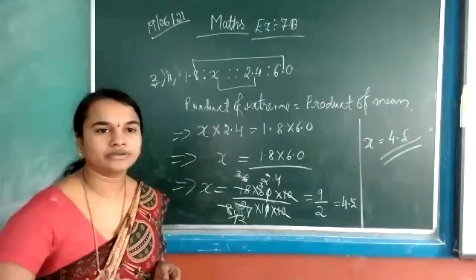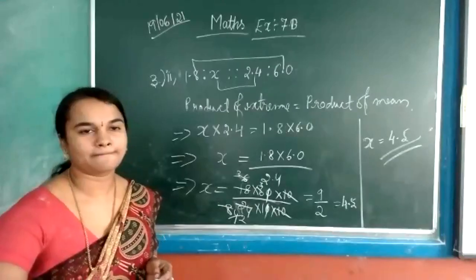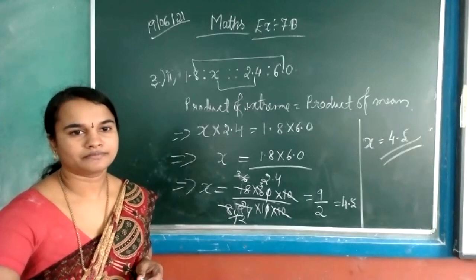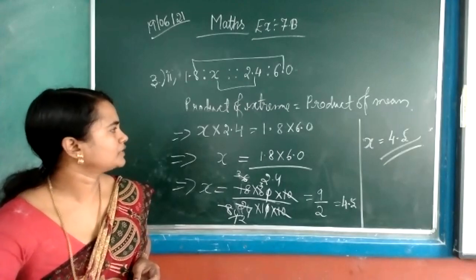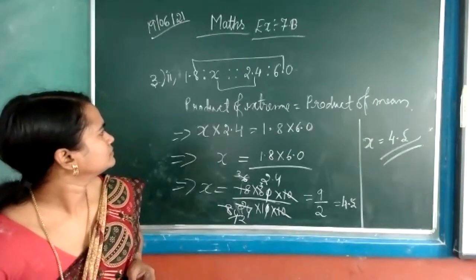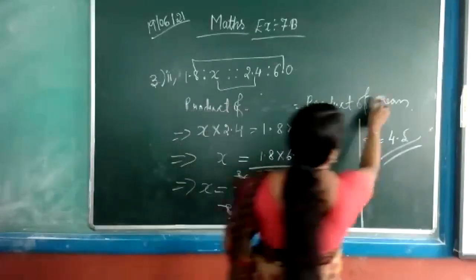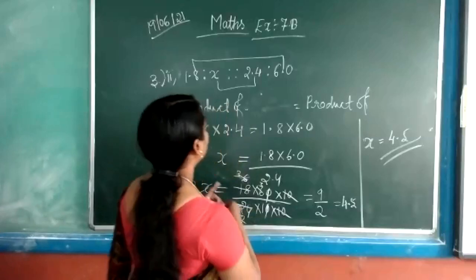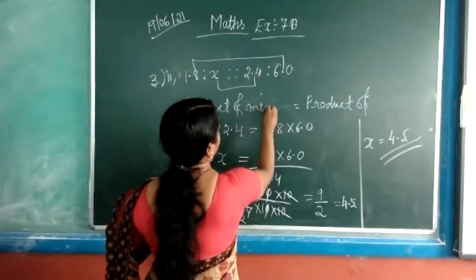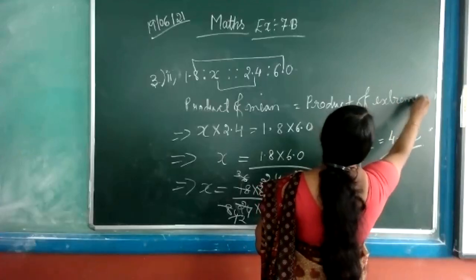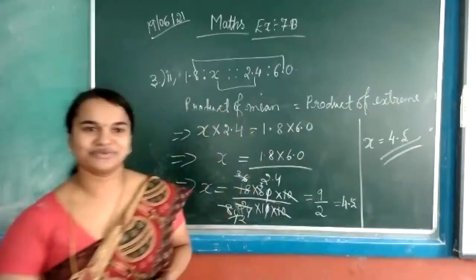Ishita, doubt? Yes. Ma'am, in the first step you have written product of extremes equals product of means, but in the second step you first wrote the other side. Yes, ma'am, it changes: product of means equals product of extremes. Okay, ma'am. Thank you, ma'am. It changes automatically, yes.